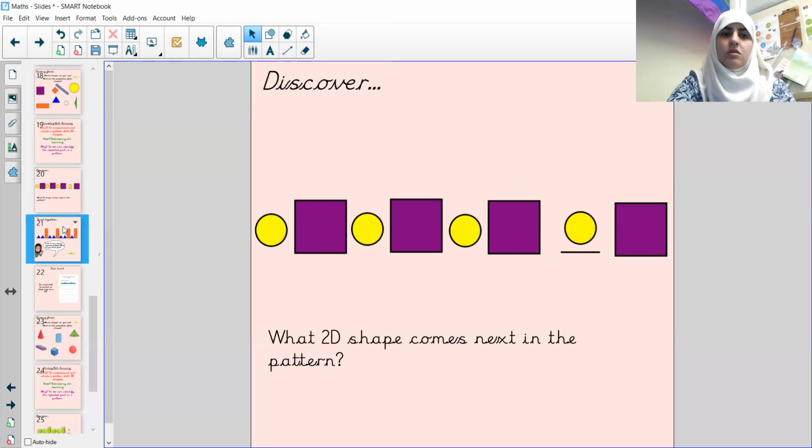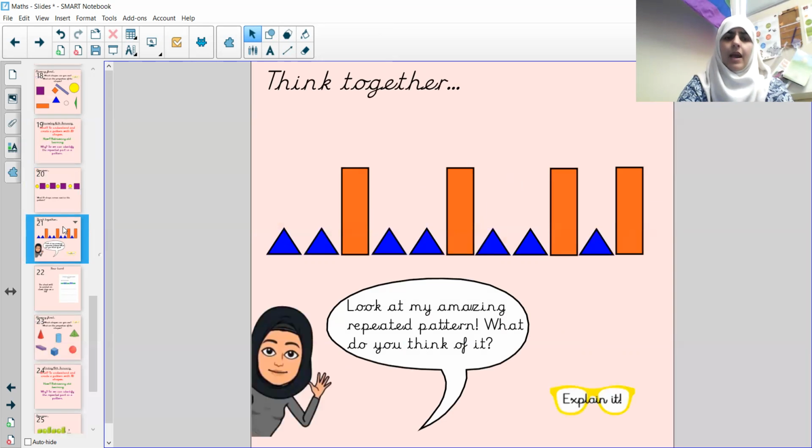Now I've got another one for you here, and Miss Khan has created a repeated pattern. It says, look at my amazing repeated pattern. What do you think of it? Have a little chat with someone at home, or if you're in school, have a little chat with someone next to you. What do you think of my repeated pattern?